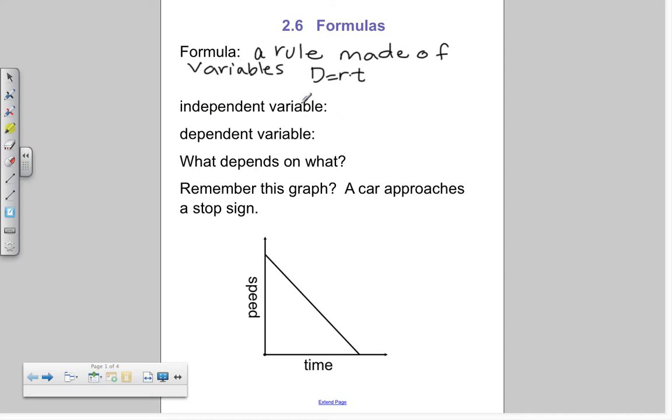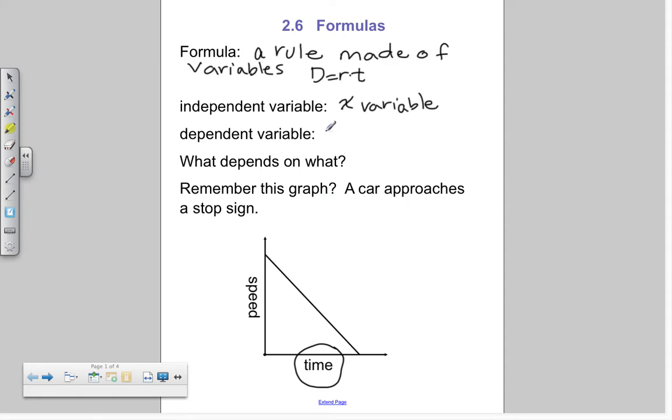But let's remember, what is an independent variable? Well, the independent variable, remember, is always the x-axis or the x variable. And that's the one that it doesn't matter what is happening with y. It is what it is. It's independent. It's on its own. So you can choose any value you want. And in this case, the independent variable is time.